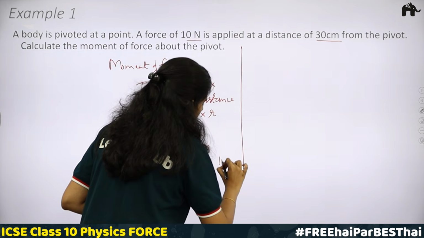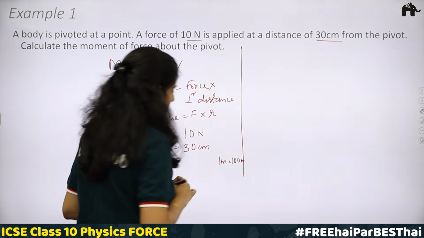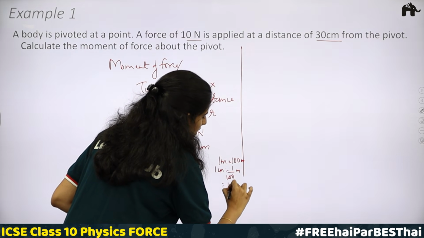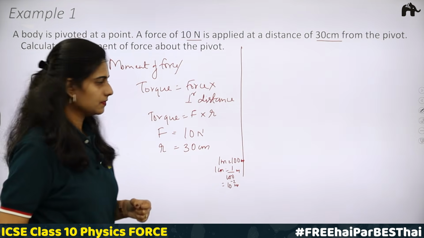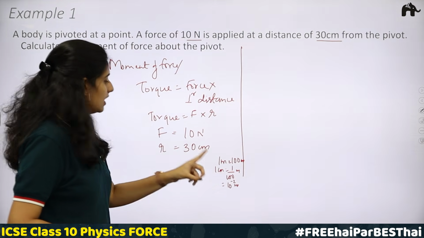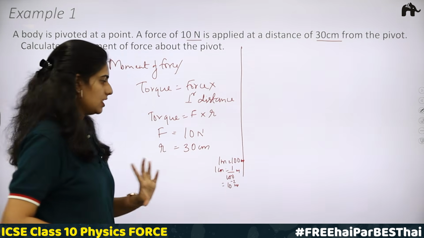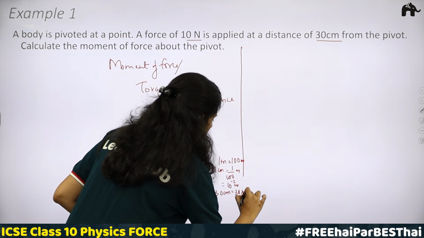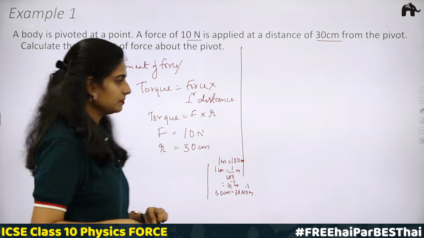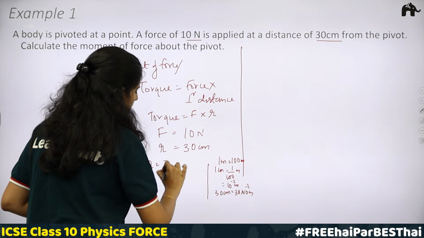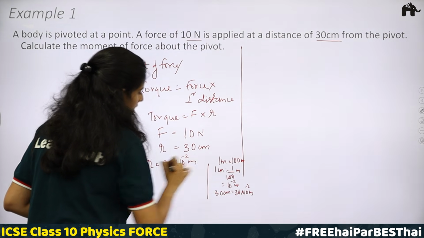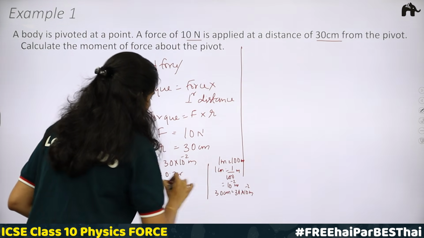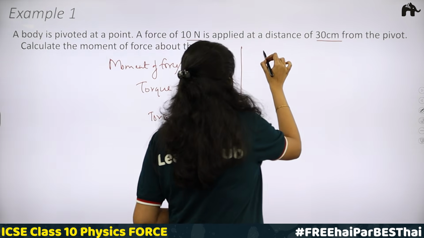We have 1 meter is equal to 100 centimeter, which means 1 centimeter is 1 by 100 meter or 10 raised to minus 2 meter. What about 30 centimeter? If 1 centimeter is 10 raised to minus 2 meter, then 30 centimeter will be equal to 30 into 10 raised to minus 2 meter. So R will be 30 into 10 raised to minus 2 meter. How many decimal points? 2 points. You will be getting 0.3 meters. R is 0.3. Now calculate the torque.